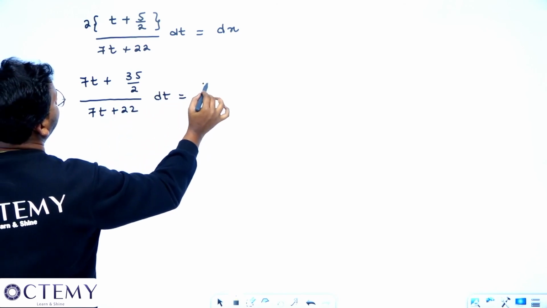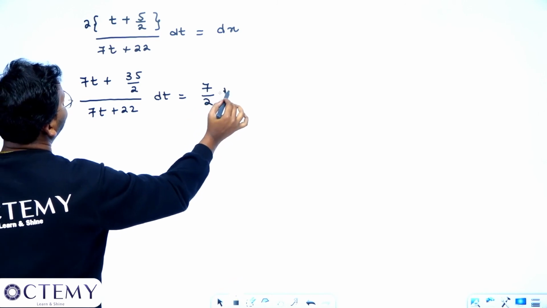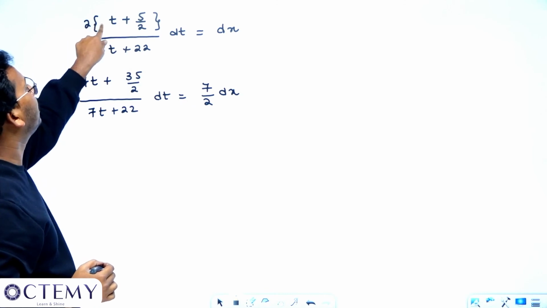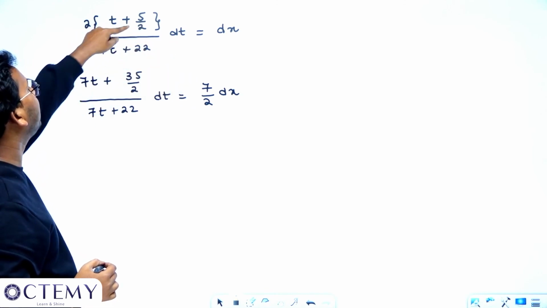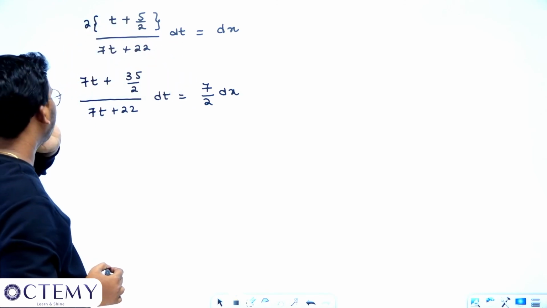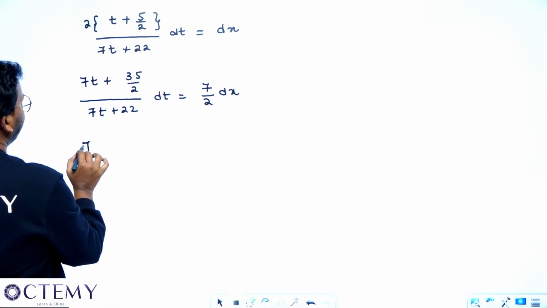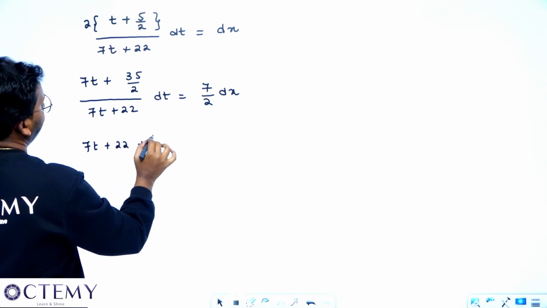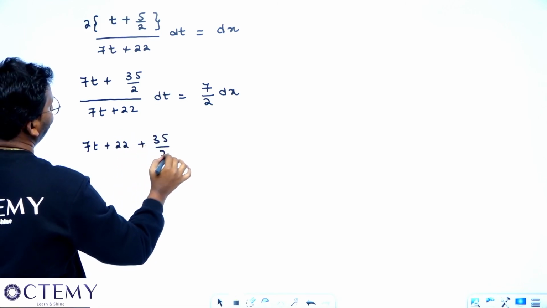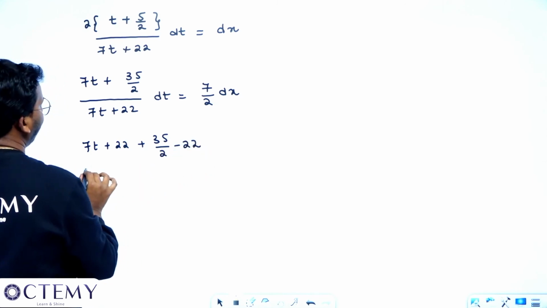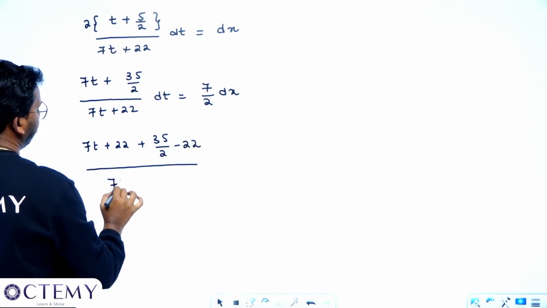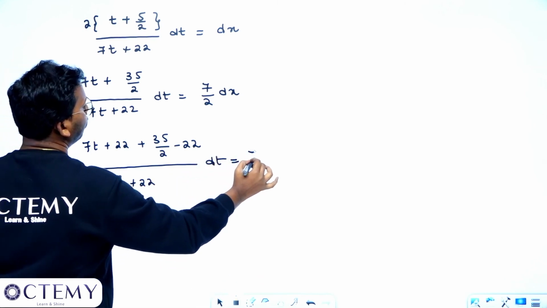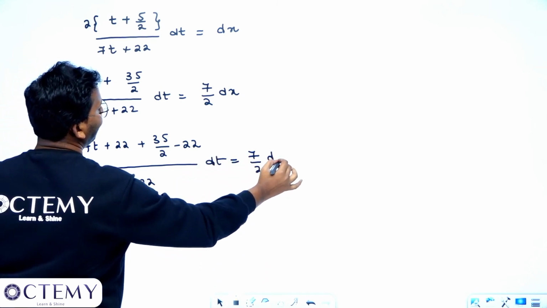and here, what did I simply do, sir? I have simply sent this to this side, so it will become 1 by 2, and I multiplied 7 on both sides. So 7 by 2 it became 7t, 7 fives are 35 by 2 it became, right? Now can I write it as 7t plus 22 plus 35 by 2 minus 22, divided by 7t plus 22, dt is equal to 7 by 2 dx, right?